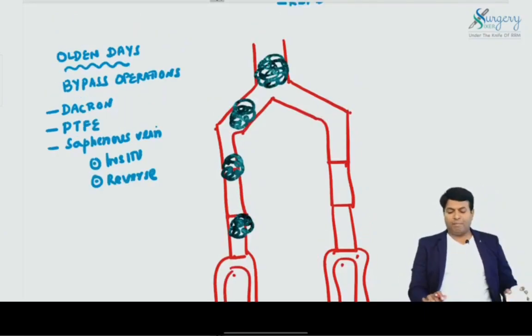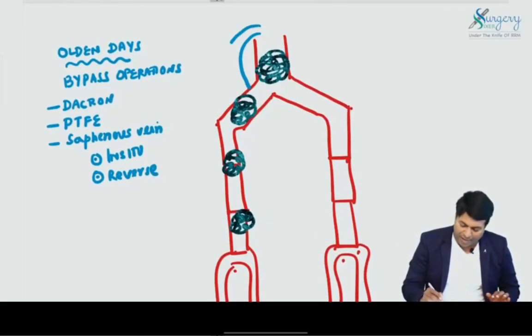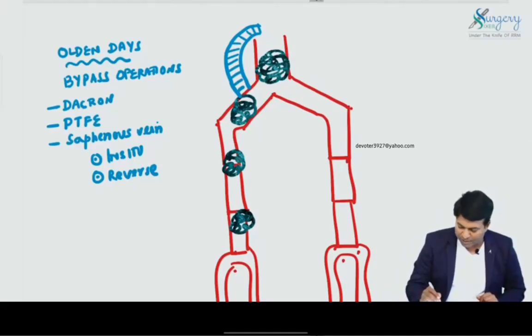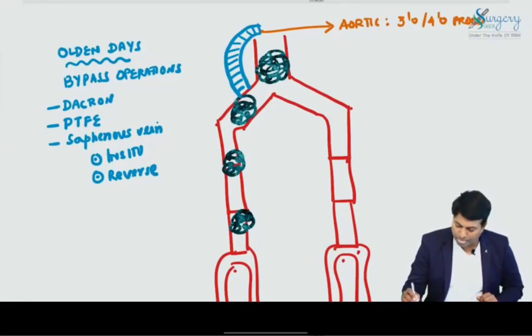What are the ideal materials for aortic replacement and aortic bypass, like aortoiliac? We use Dacron. For aortoiliac or aortic replacement, Dacron is best. And usually for the aorta we use 3-0 or 4-0 Prolene to fix the sutures.